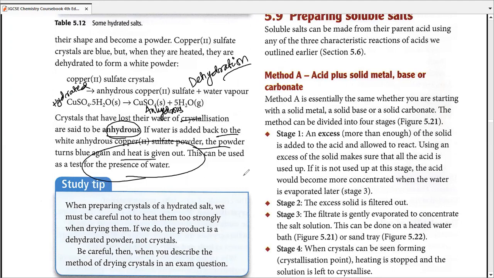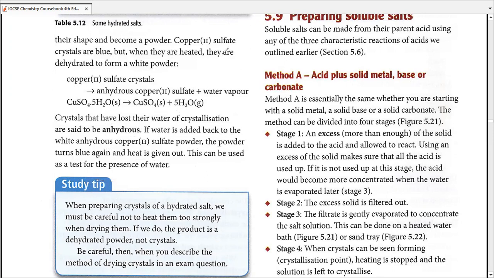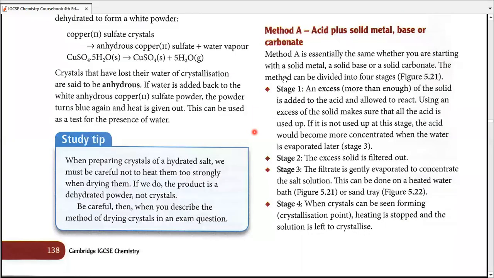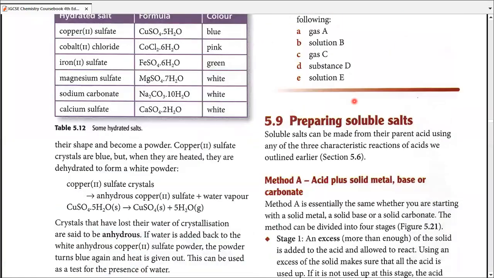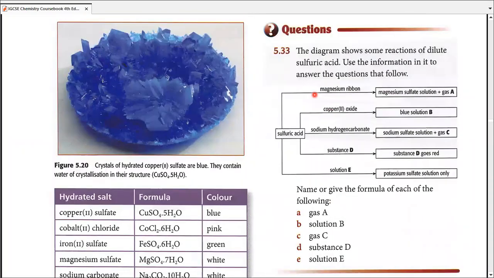The two tests, dehydration and hydration, are already a part of this book. The CD that comes with this book also contains the videos. The videos are also available on YouTube. Simply search for it, and you will find the dehydration or hydration reactions of copper 2 sulfate salt. That's about it for 5.8.